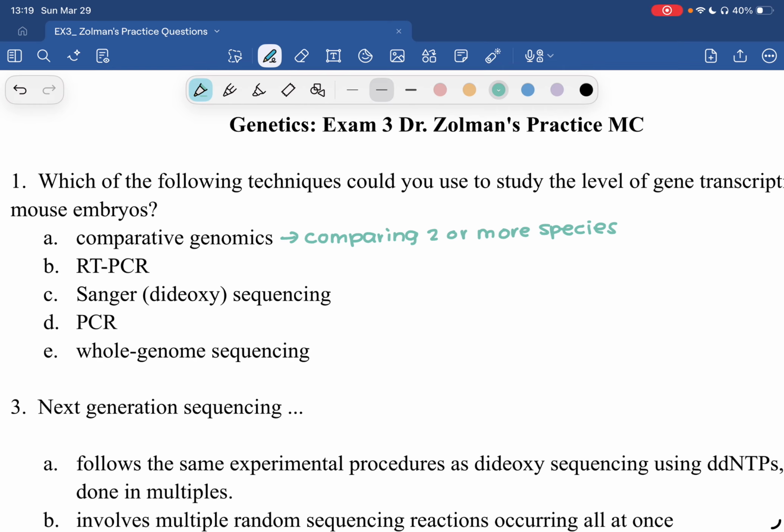RT-PCR, or reverse transcriptase PCR, is when you're looking for a specific gene transcription. So you just want to look at one transcript, and you're looking at a specific gene.